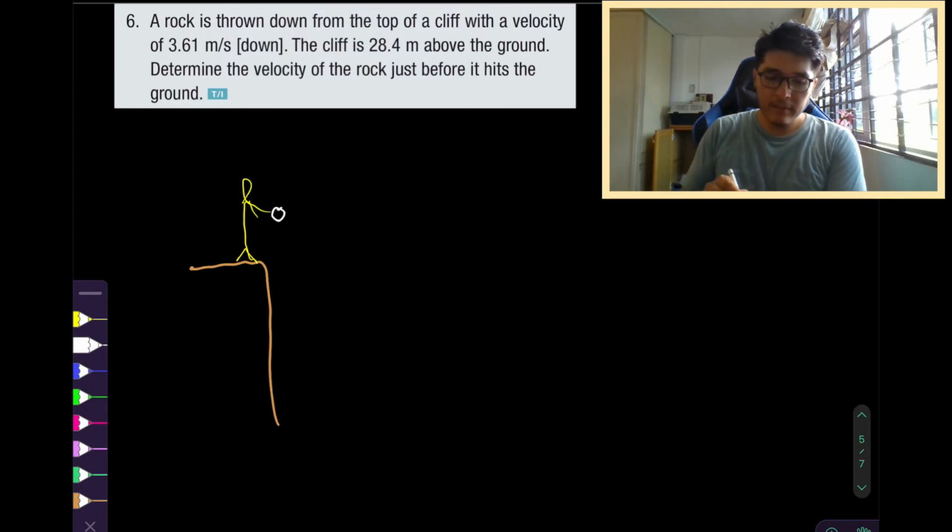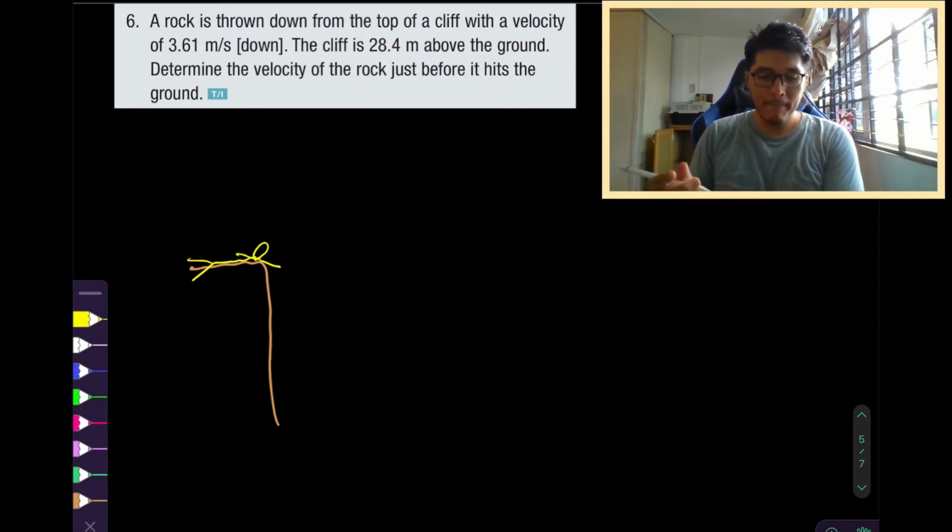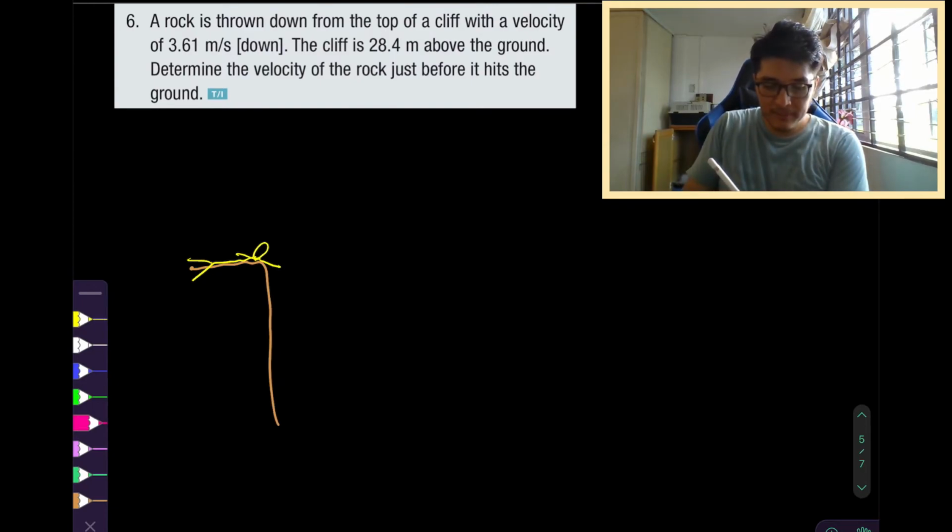Oh, you know what? They're actually assuming that the person is lying down on top of the cliff. So it must be a mischievous student trying to throw something down at someone. Kind of mean, but what are you going to do? Okay, so a rock is thrown down from the top of the cliff with a velocity of 3.61 meters per second. So there's some initial velocity, but since it's being thrown downwards, the initial velocity points down.